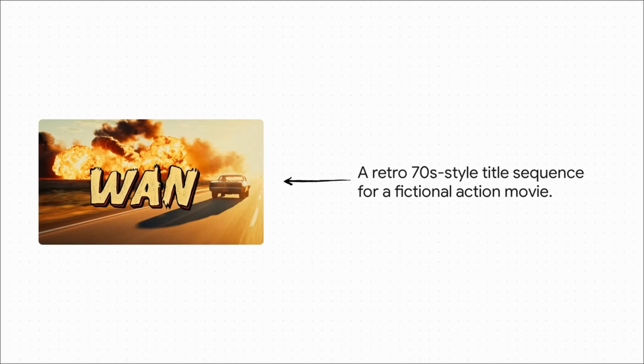I mean, just look at this. This isn't some lost footage from a 70s action movie. Nope. This entire gritty, dynamic, cinematic sequence was generated by Wan 2.2 from nothing more than a simple text prompt. The film grain, the color grading, the insane action, that is all AI.